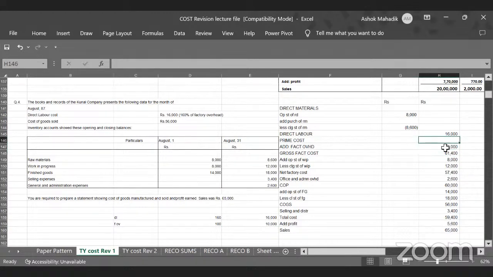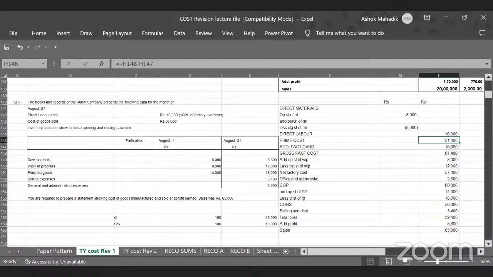Now how to get prime cost? Normally, prime cost plus factory overheads gives us gross factory cost. Now it is reverse, so gross factory cost minus factory overheads will give you prime cost. So I'll do it: 61,400 minus 10,000. So I got prime cost.